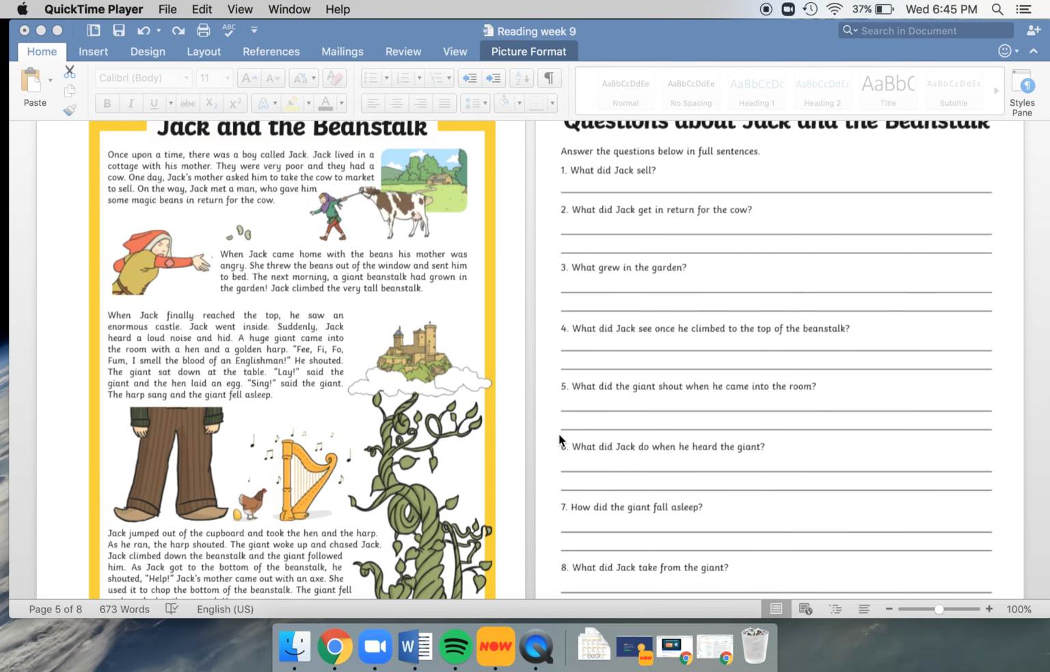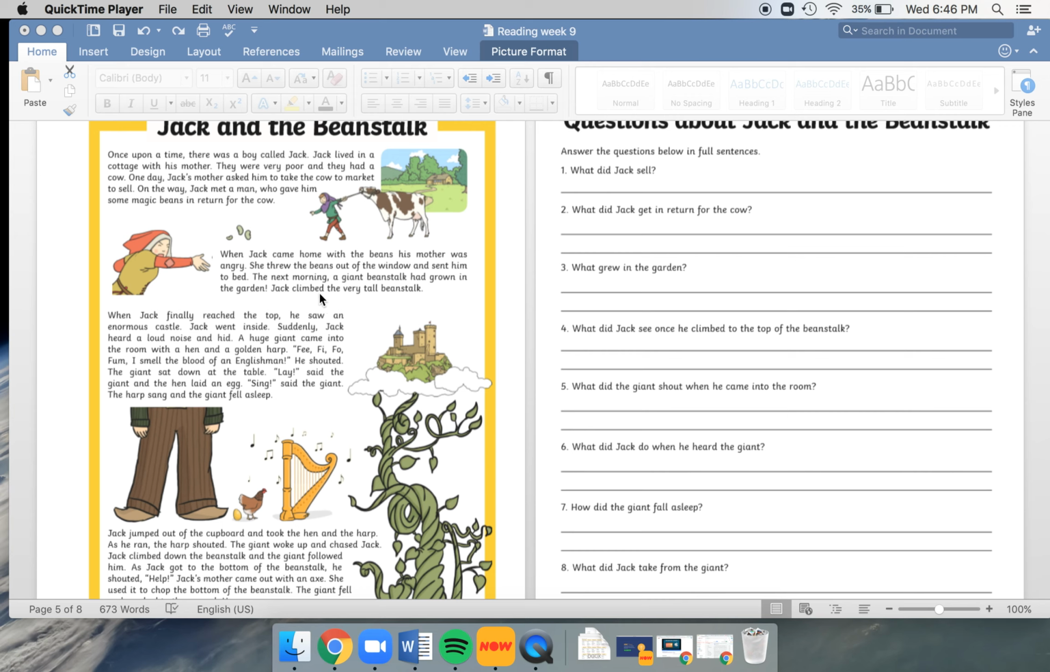Now, the next question is question 4. What did Jack see once he climbed to the top of the beanstalk? Okay, so let's have a look here and see if you can find beanstalk. All right, so you can see how I'm trying to find the key words to help me find the answer. So we've got beanstalk here. Have a read of the sentence. Okay. Then you can read the question again to make sure you understand what the question is asking.